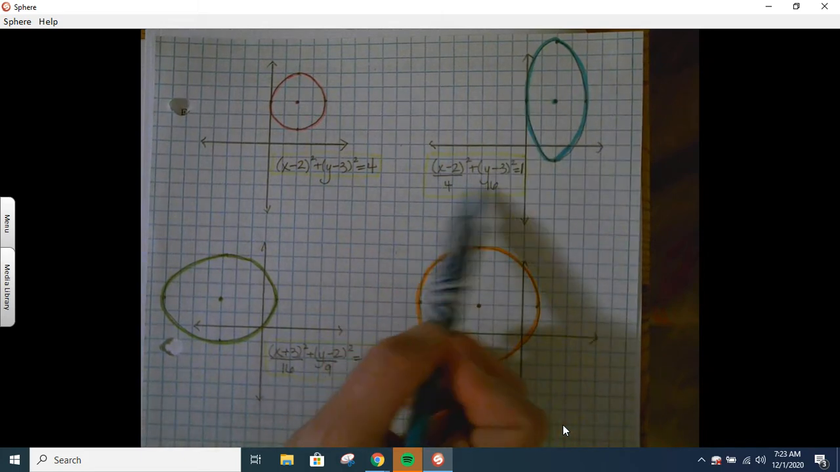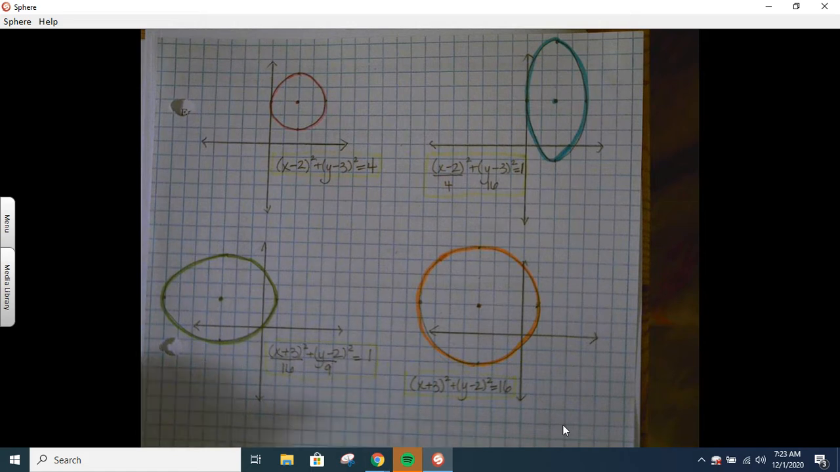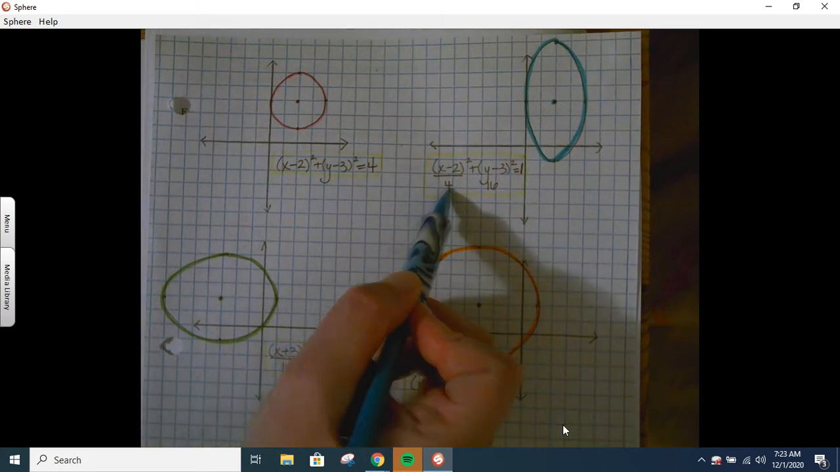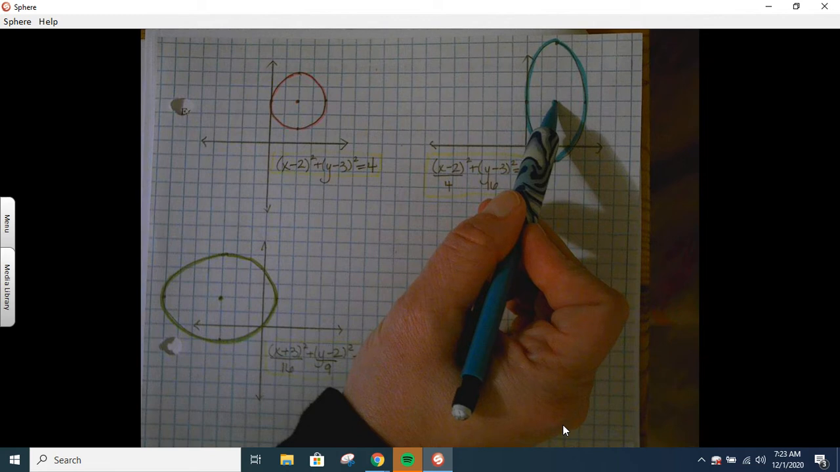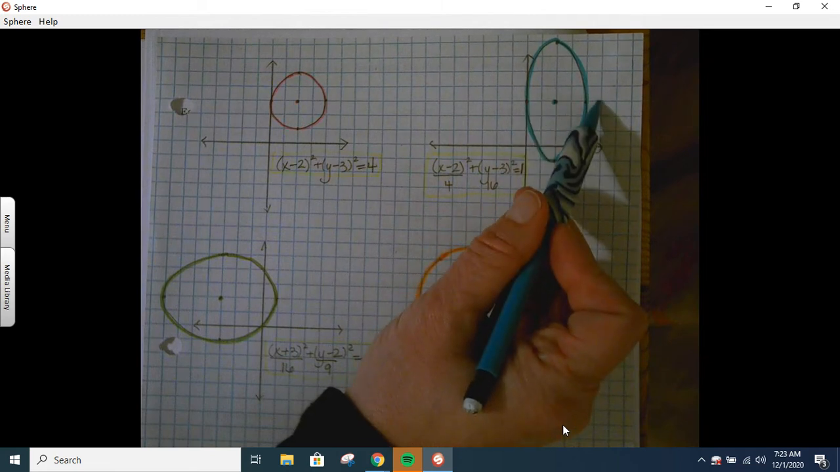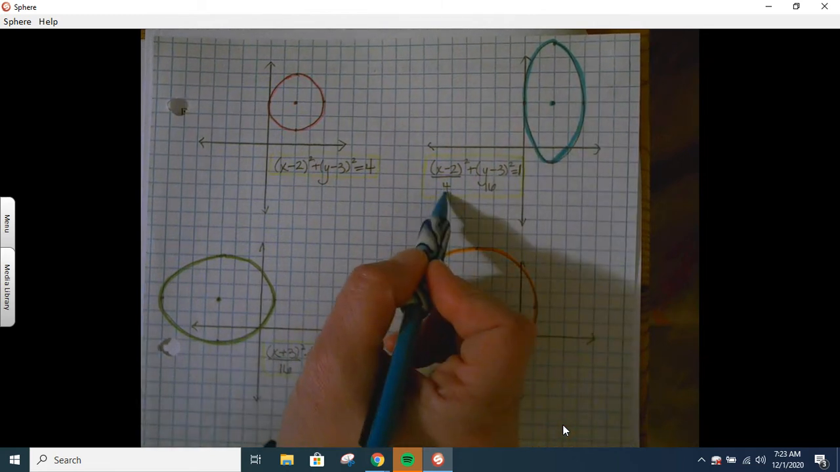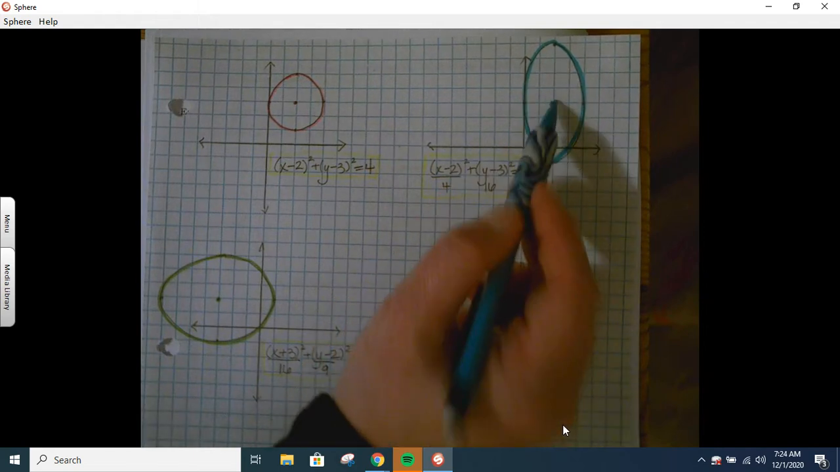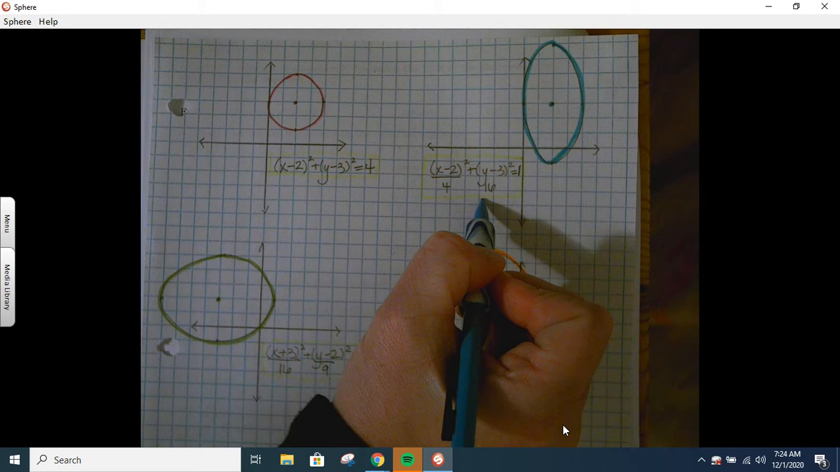So what information in the equation is going to tell us how much to go left and right and how much to go up and down? If you look under the x's, you notice a 4. From the center, I go to the left and to the right 2, so I'm going the square root of 4 to the left and right. And from the center, I'm going up and down 4. If I look here, there's a 16, so I'm going the square root of 16 up and down.